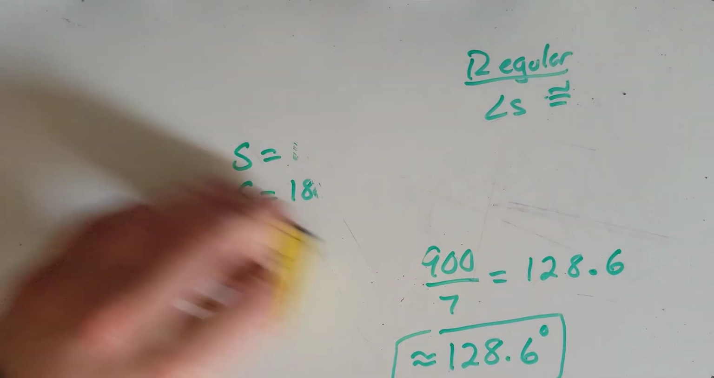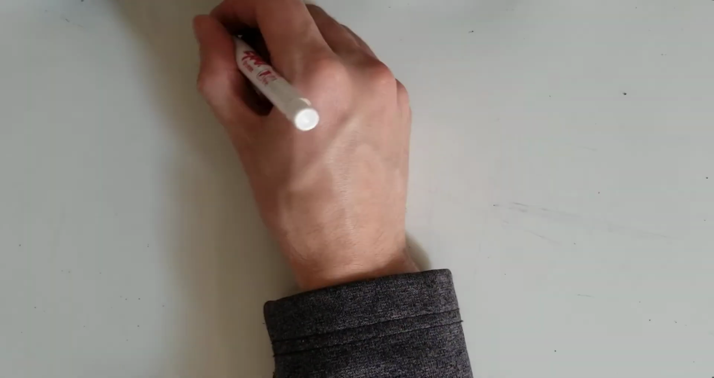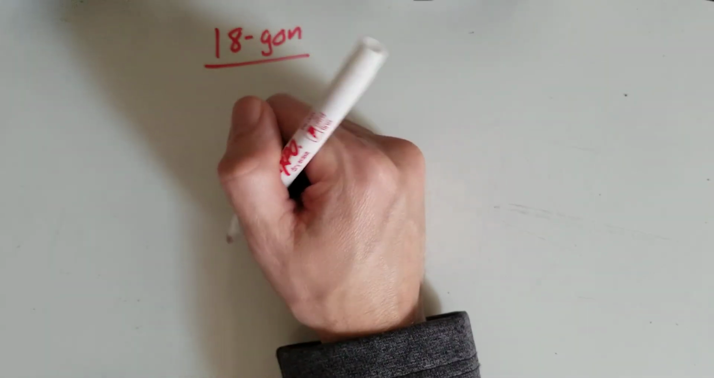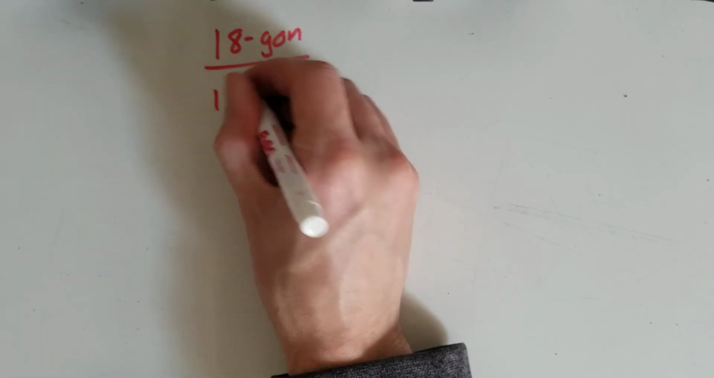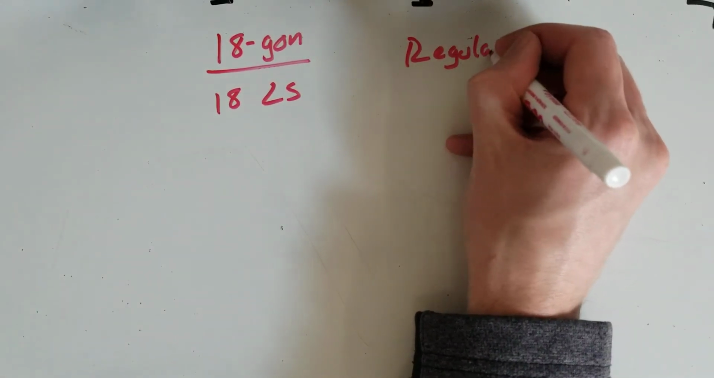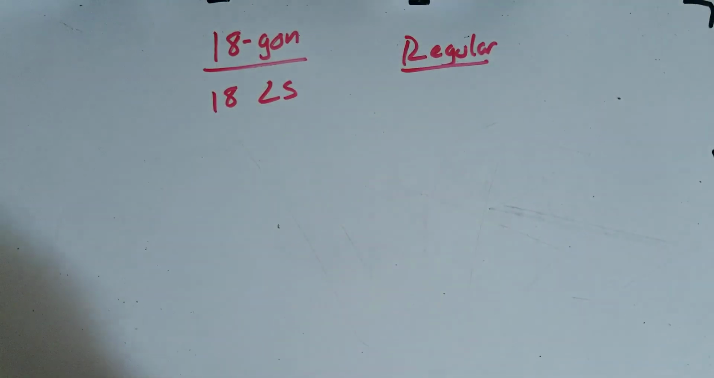All right, our last one will be an 18-gon. So remember, if a polygon has a lot of sides, they don't always have special names. So an 18-gon, well, that just signifies that we have 18 angles. So we're going to have 18 angles, and we are told that it is regular. So we can find the measure of one of those 18 angles.